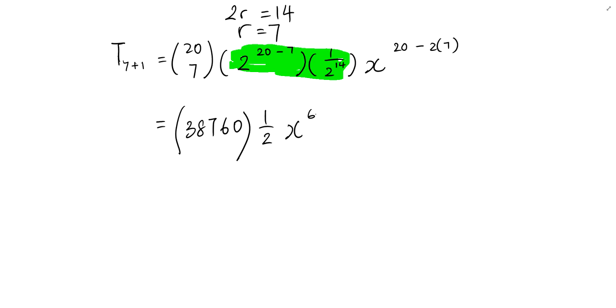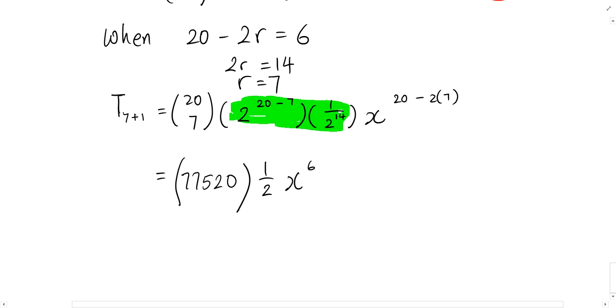Okay, hang on. Okay, wait. This should be 77520. Is it? Okay. So now we've got this term and I have an x power 6. Is it a coincidence? No, I planned for it to happen. I made the power be equal to 6. So now I continue to the next step. I get 38760 x power 6. And this is the term that contains x power 6. You understand how this works?